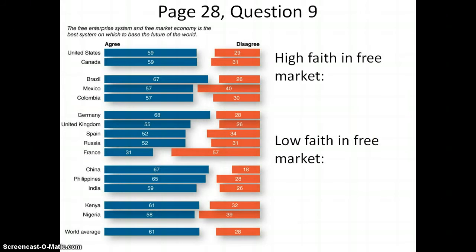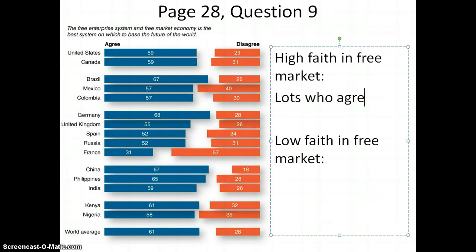The next calculation question is on page 28, question 9, and it asks you to look at this graph and determine which nation has a high faith in free market and which one has a low faith in free market. And so to determine the one that has a high faith in the free market, let's look at the question. It says that free enterprise system and a free market economy is the best system on which to base the free future of the world. So the people who agree with that statement would have a high faith in the market. So we would be looking here for lots who agree in the nation.